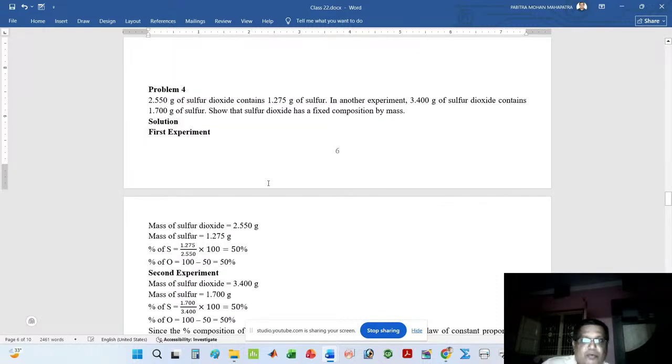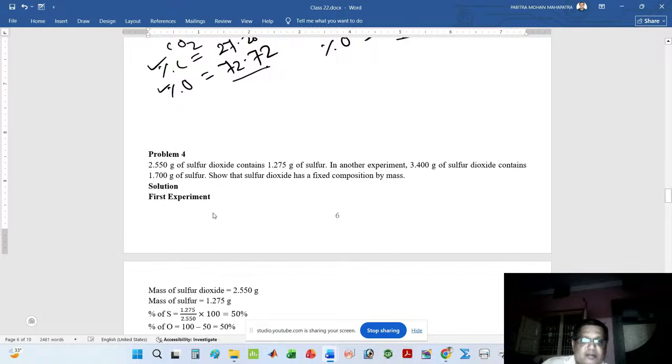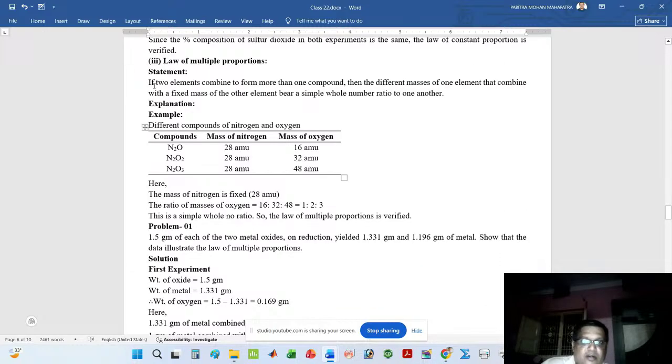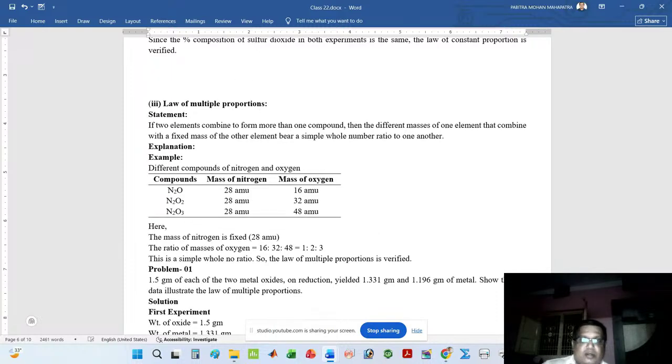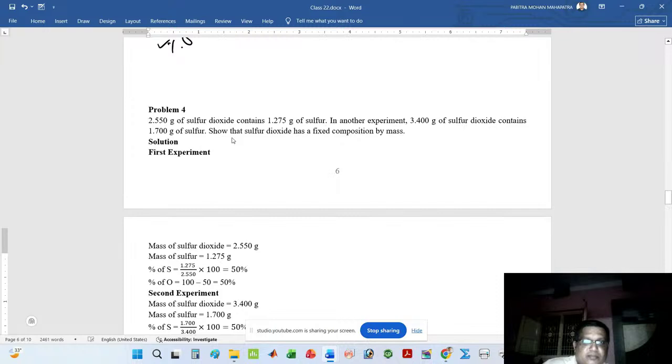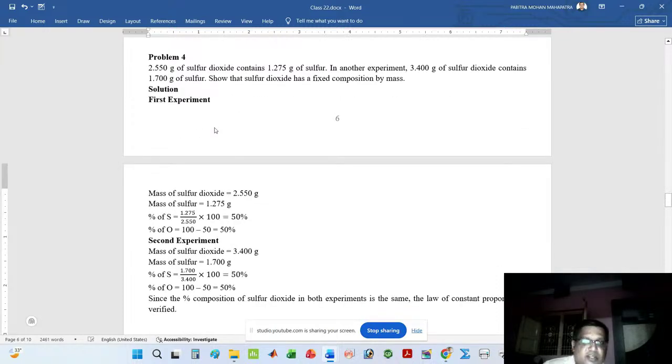Now move to problem number 4. Here sulfur dioxide is given. You will prove it like problem number 1 and problem number 2. Let me explain. Look at that. Here also two experiments are given, the first experiment and the second experiment. 2.55 gram of sulfur dioxide contains 1.275 gram of sulfur. So in the first experiment, I can write mass of sulfur dioxide is 2.55. Mass of sulfur is 1.275 gram.